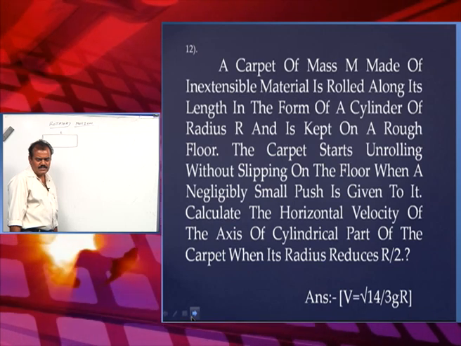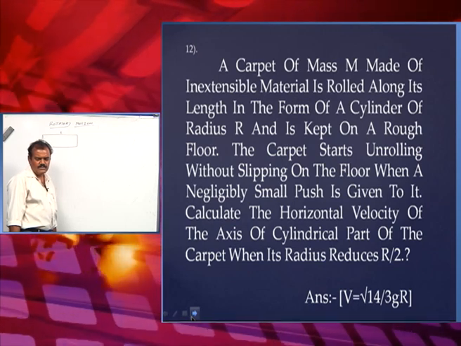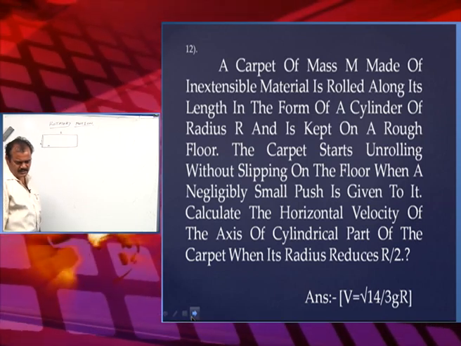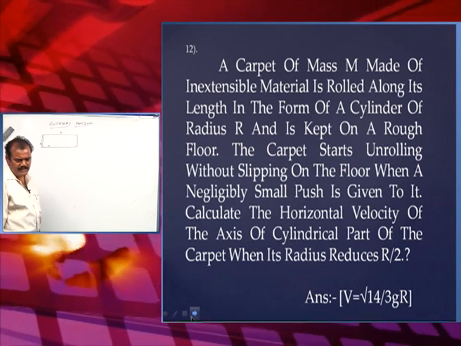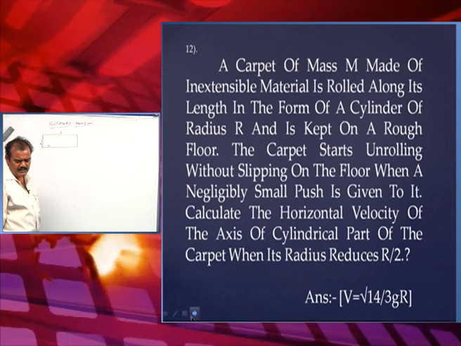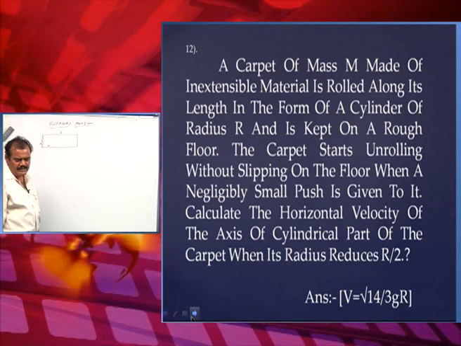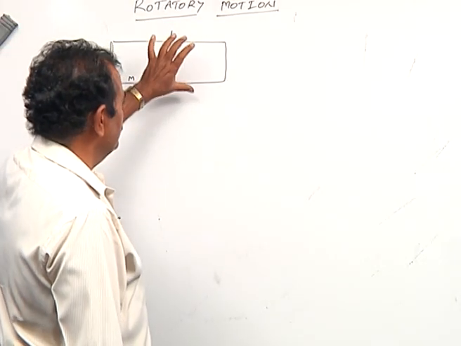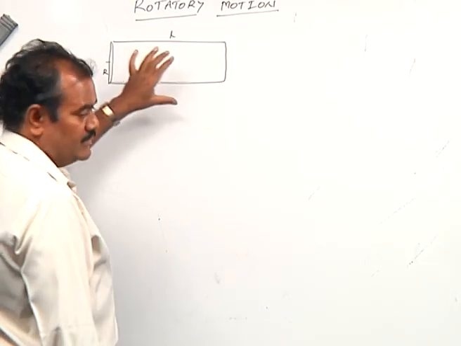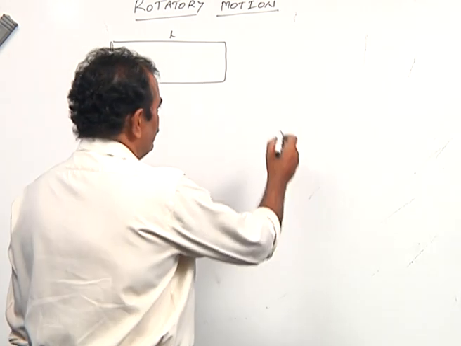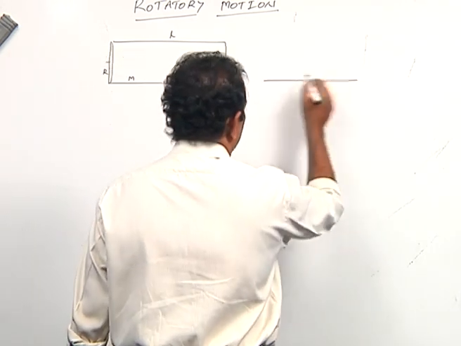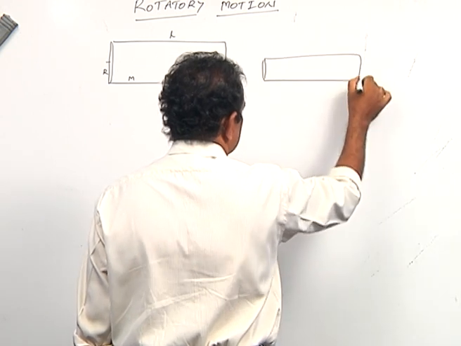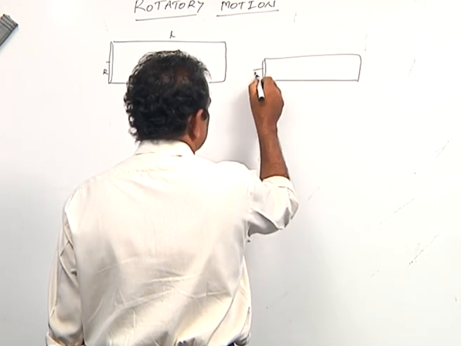The carpet starts unrolling without slipping on the floor when a negligibly small push is given to it. Calculate the horizontal velocity of the axis of that cylindrical part of the carpet when its radius reduces to r by 2. So this is the initial position, when it is completely a carpet of radius r, and when it is being unrolled, now it becomes like this. Its radius is r by 2 only.